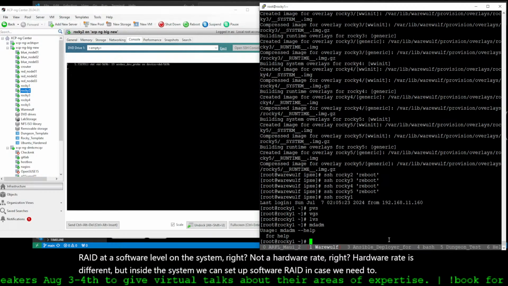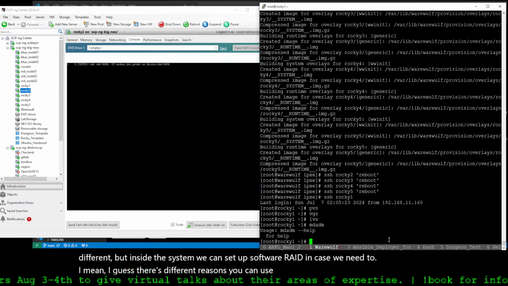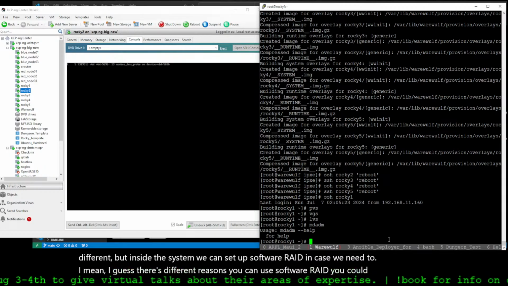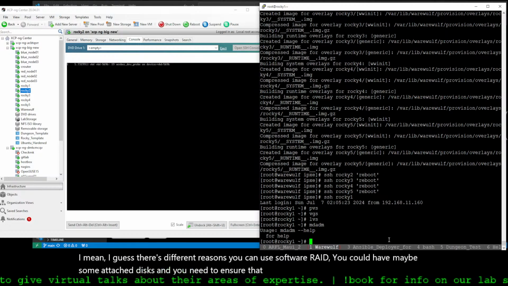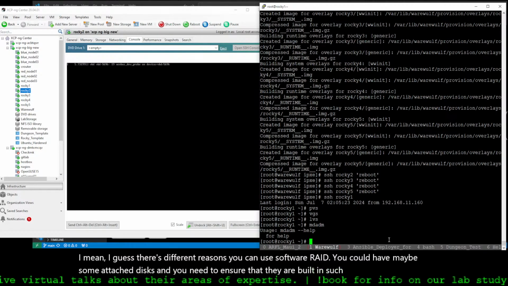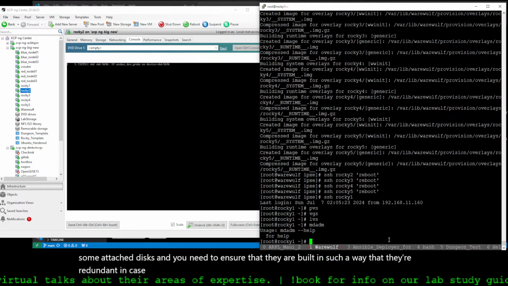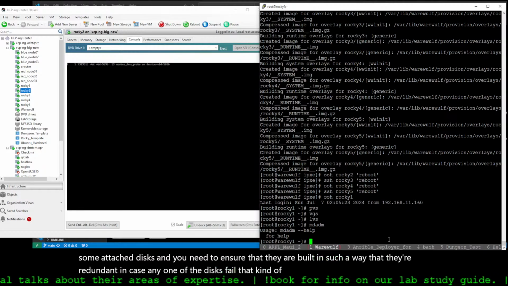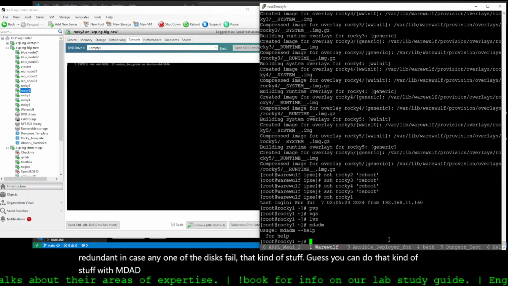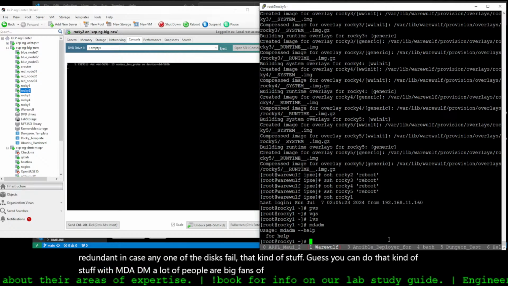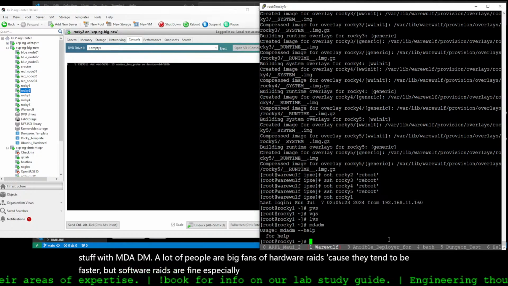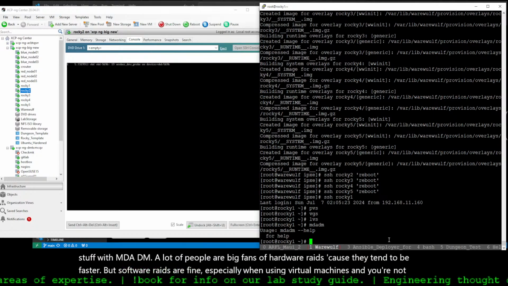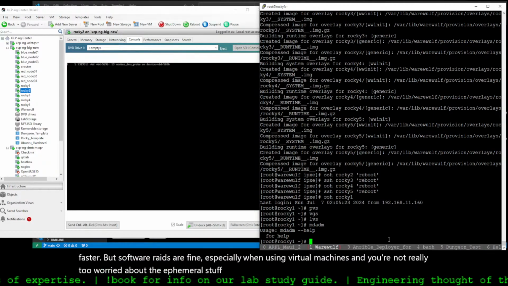I guess there's different reasons you can use software RAID. You could have maybe some attached disks and you need to ensure that they are built in such a way that they're redundant in case any one of the disks fail, that kind of stuff. I guess you can do that kind of stuff with mdadm. A lot of people are big fans of hardware RAIDs because they tend to be faster, but software RAIDs are fine, especially when you're using virtual machines and you're not really too worried about the ephemeral stuff that exists out there anyways.